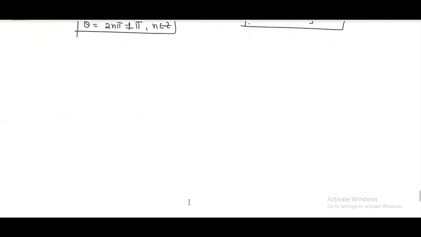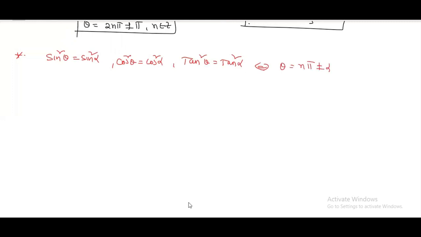Next topic. What is the next topic? If sin square theta is equal to sin square alpha, what happens? These are the three different conditions for which the general solution is common: if sin square theta is equal to sin square alpha, or cos square theta is equal to cos square alpha, or tan square theta is equal to tan square alpha. For all of these, the general solution is the same, that theta is equal to n pi plus or minus alpha.